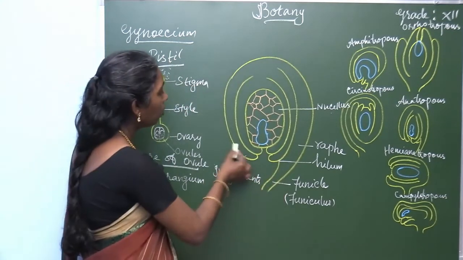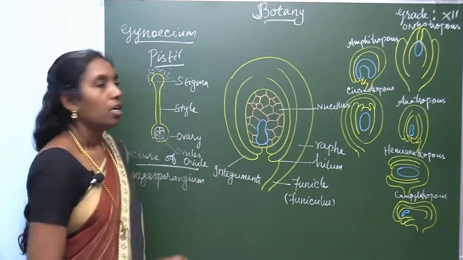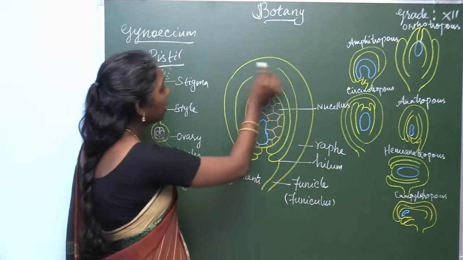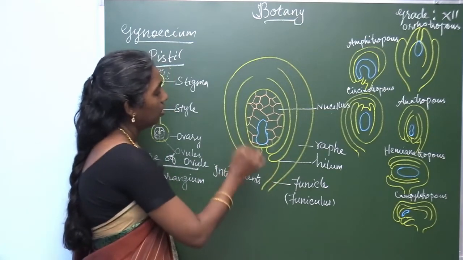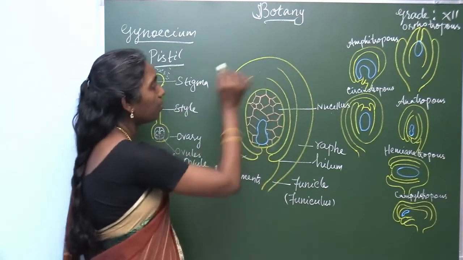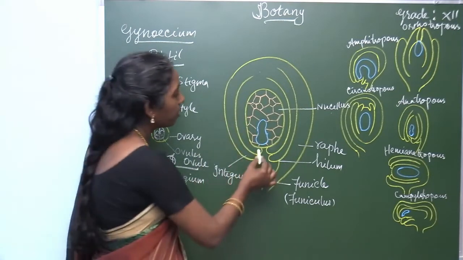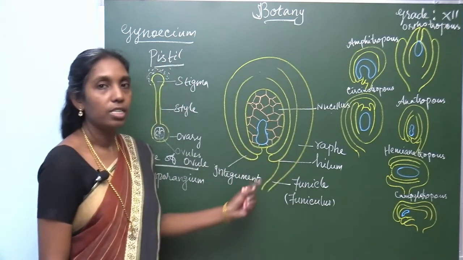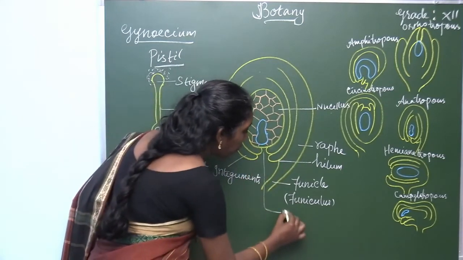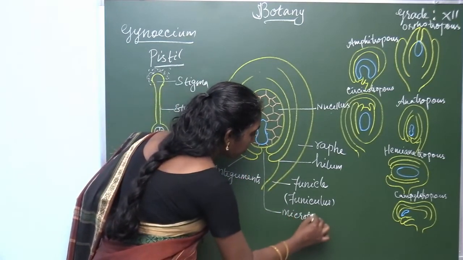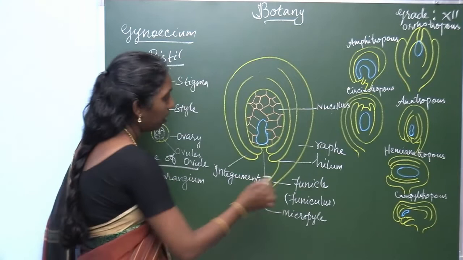This is the outer integument and this is the inner integument. Here two integuments are present. The integuments do not completely cover the entire ovule. This is the top region and this is the basal region. In the inverted ovule, they leave an opening at the top region. That opening is known as micropyle.